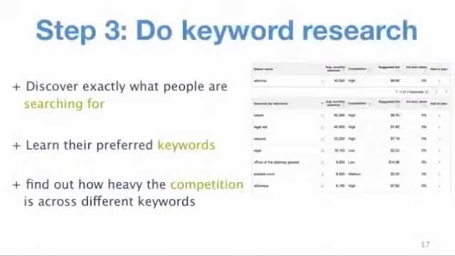It's really amazing how much information you can get from the search engines to help you plan your campaigns. With search advertising, it's all based on keyword or keyword phrase that somebody is searching for. This is how you base the target of your ad campaign. It's based on the keyword or keyword phrases. You want to discover exactly what people are looking for. You want to learn their preferred keywords too.